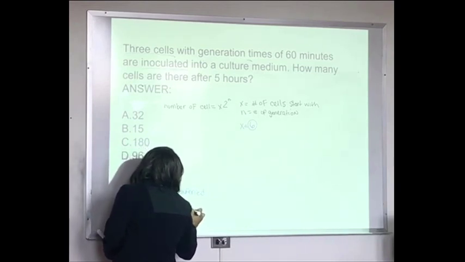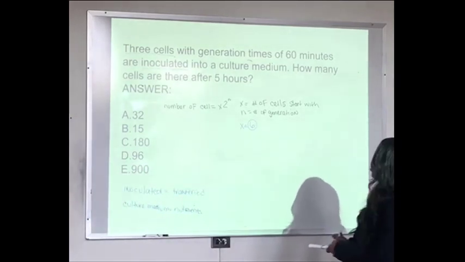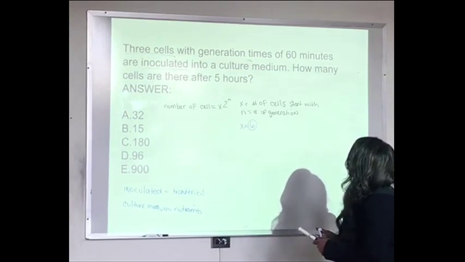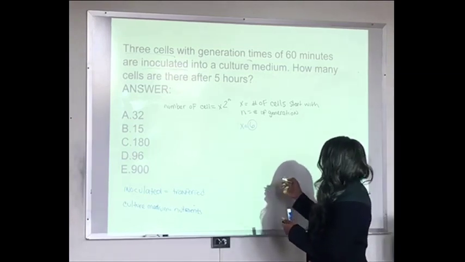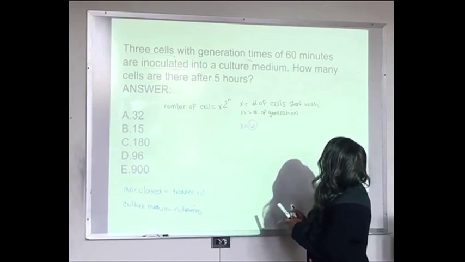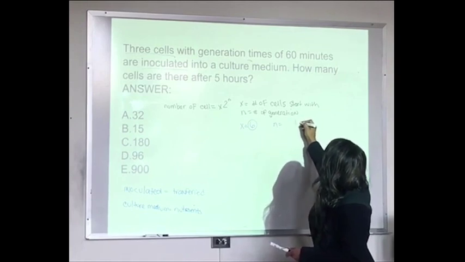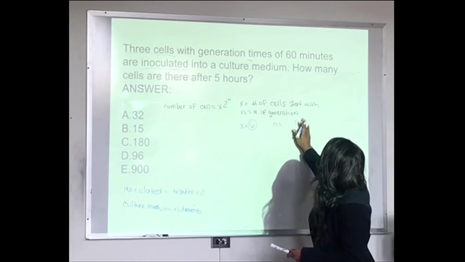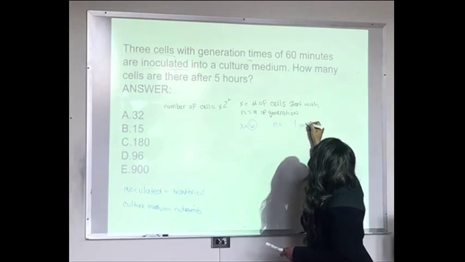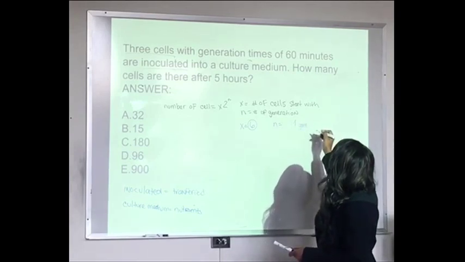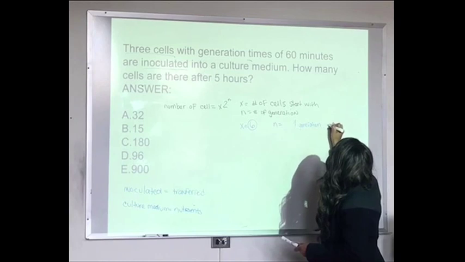All right, so we're trying to figure out how many cells are present after 5 hours. So they tell you how long it takes for one cell to double, to generate or divide. So that takes 60 minutes, and we're trying to figure out how many are present after 5 hours. So for the number of generations, they're telling you that one cell divides, so we know that generation 1 will take 60 minutes.